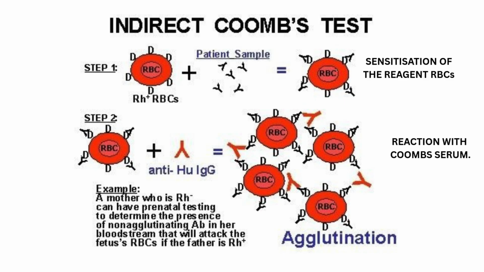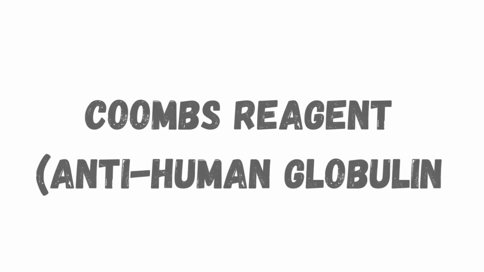Once washing is done, the Coombs reagent is added, which contains antibodies against the human antibodies attached to the red blood cell surface. That's why it's called anti-human globulin. If agglutination occurs, that means there are antibodies in the serum that could cause a reaction. Again, a positive result.